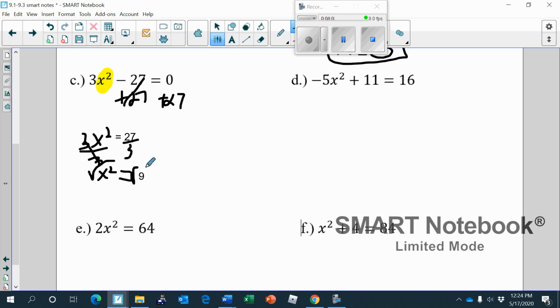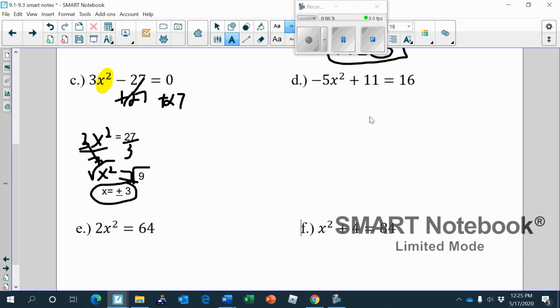So I take the square root of x squared and I take the square root of 9. So my squared and my square root cancel each other out. So you're left with x equals, I don't know if I can do that, plus or minus. Oh yeah, maybe I can. Yep, there you go. Plus or minus, and what is the square root of 9? 3. So my answer is x equals a positive 3 and a negative 3. Perfect. There you go. And let's go to the next one.